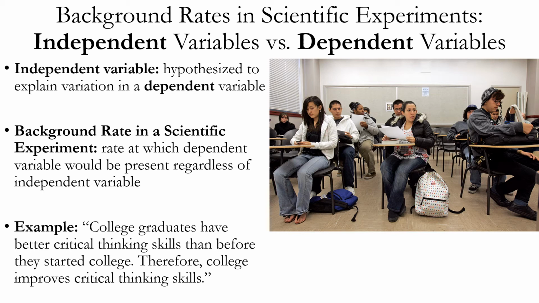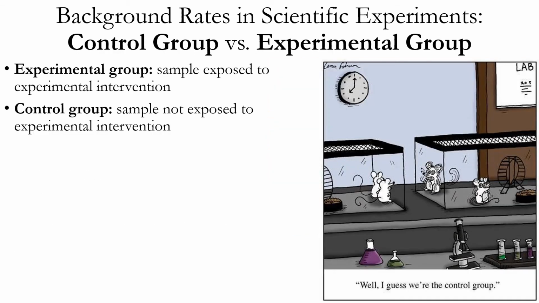It's possible, for example, that human adult brains are still developing in the late teens and early 20s, which are the usual college years. And so those critical thinking skills might develop even for people who don't go to college.